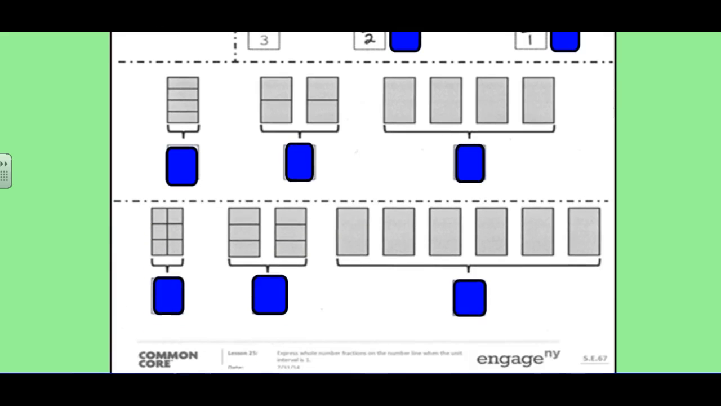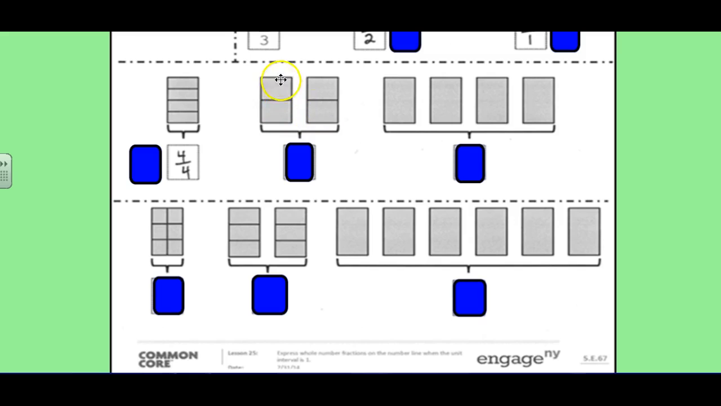Okay, now we're going to move over here to the middle. They're going to get a little bit longer and have a little bit more parts that are shaded. This one has 4 equal parts, so the denominator is 4. And then all 4 parts are shaded, so the numerator is also 4. So the fraction for this model is 4/4, which is also the same thing as 1 whole.